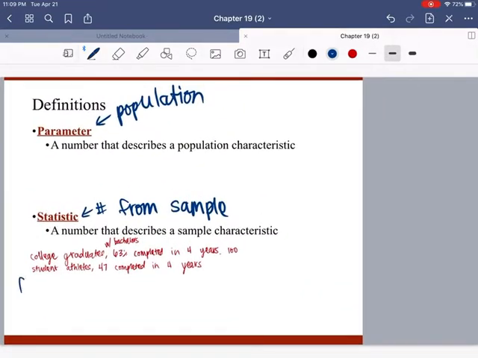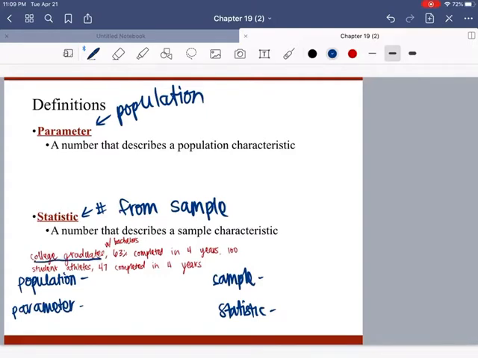We've got the population, the parameter, the sample, and the statistic. Okay, the population is everybody we're talking about. So right now, the population is the college graduates, and specifically, college graduates with bachelor's, if you want to get that specific. Sorry, this is getting squeezed in.